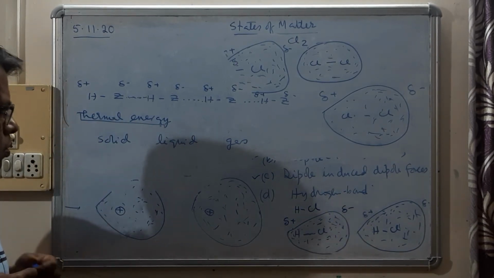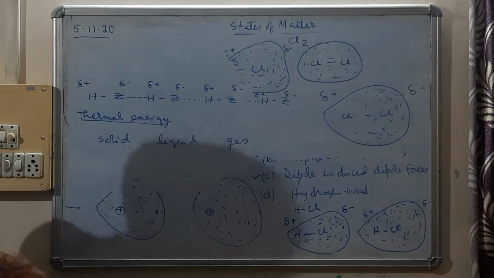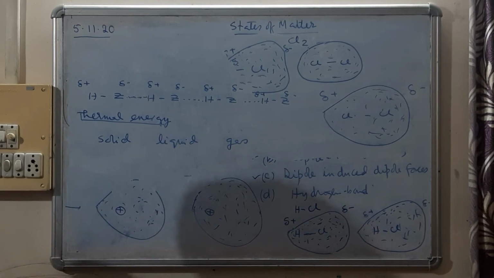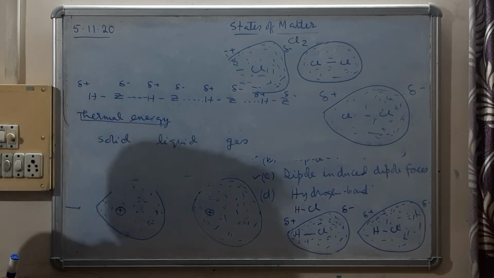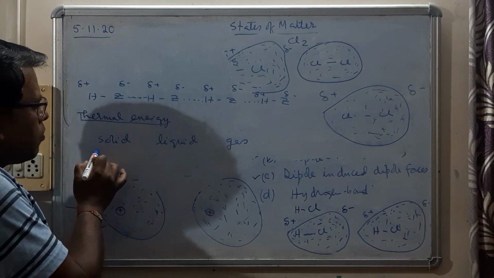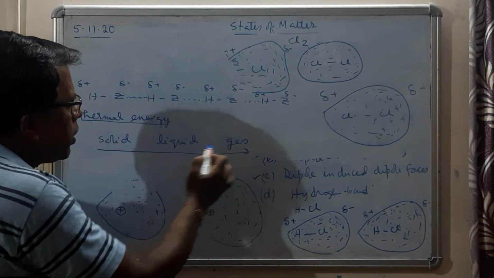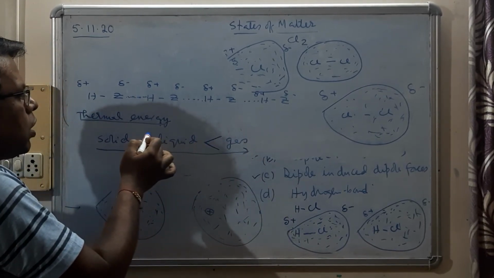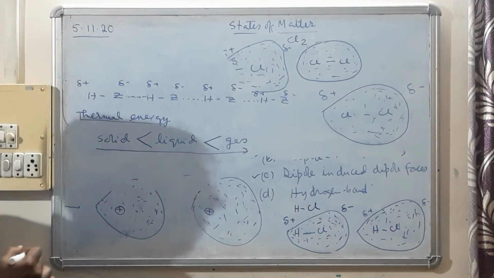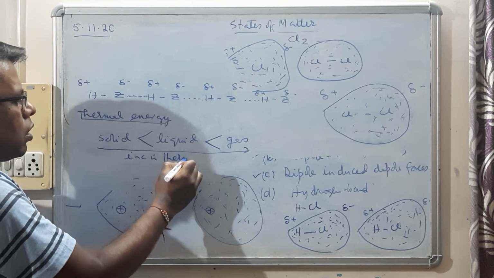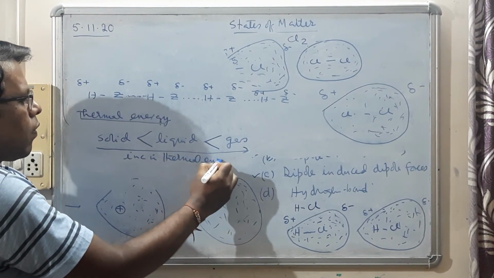Thermal energy is basically the movement of particles, the movement of atoms, or the movement of molecules present in the substance. The more the movement of molecules or particles in matter, the more the thermal energy. So we can easily say that from solid to liquid to gas, there is increase in the thermal energy. Thermal energy of gas is more than liquid, liquid is more than solid.